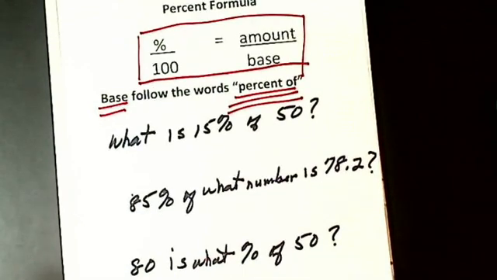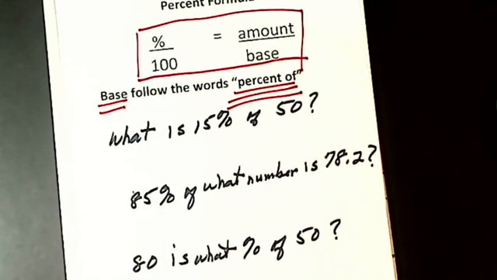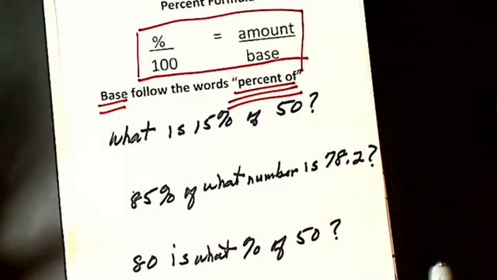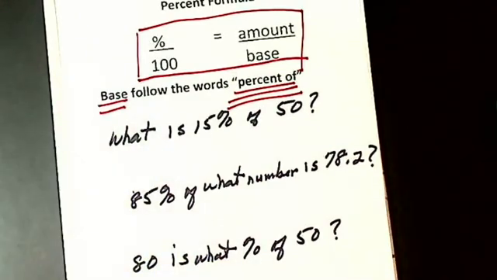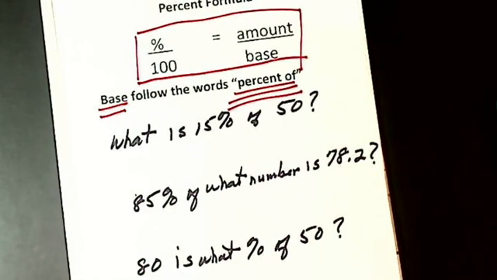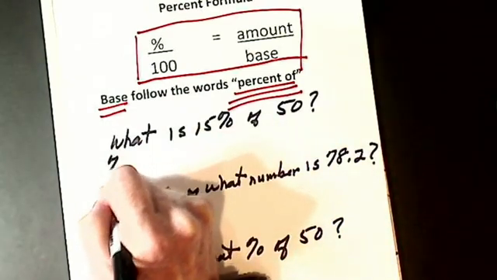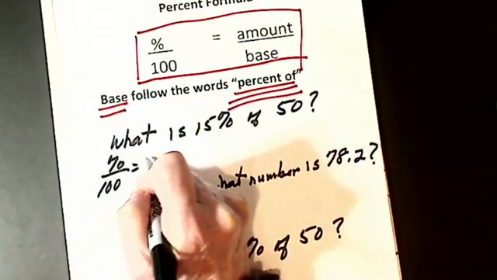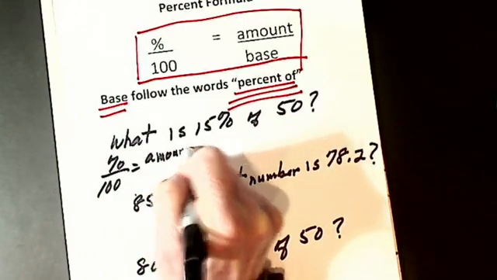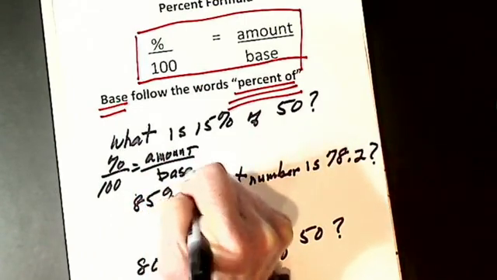All right, so we're going to do 3 samples with 3 different types. The first one says, what is 15% of 50? Yes, I know some of you know I could change percent to a decimal and make it 0.15 times 50. But I'm going to do them all the same, so hopefully when we do the hard ones, it becomes easy. If I use the proportion method, I write my formula down. Percent over 100 equals amount over base.